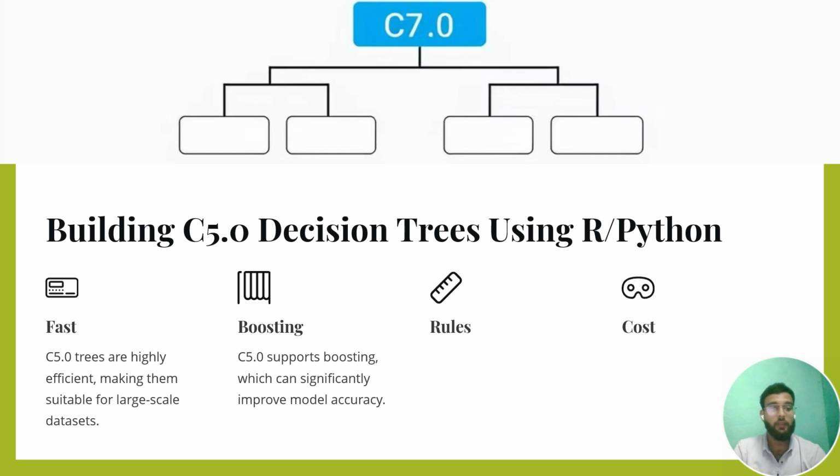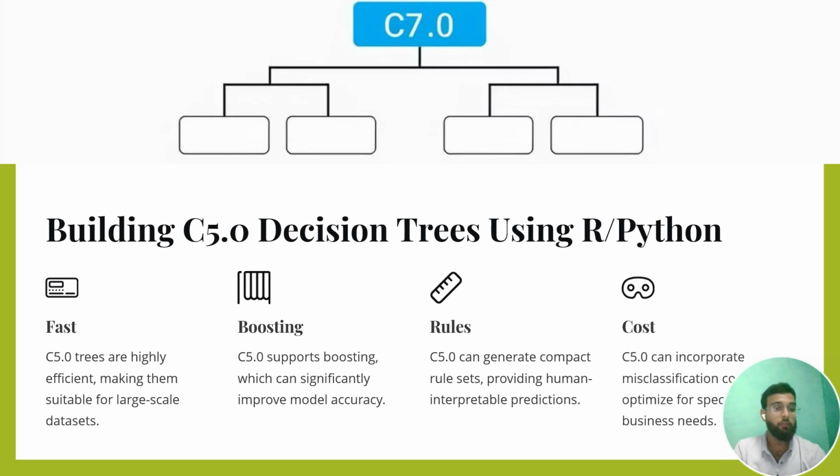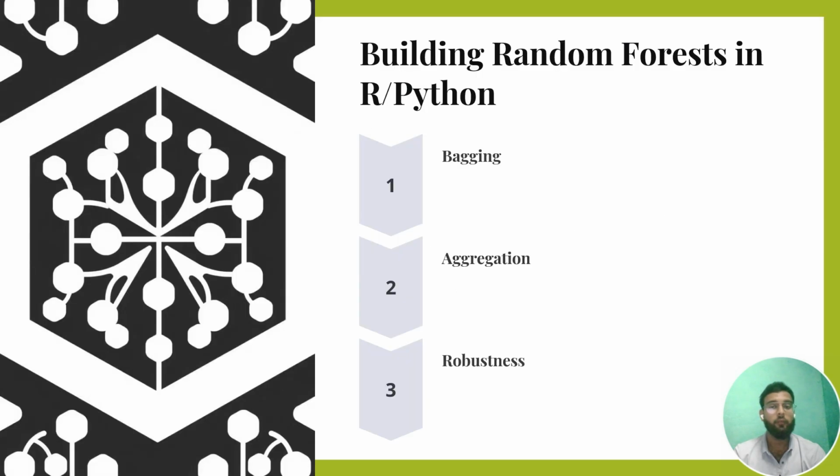Thirdly, we have rule sets. C5.0 can generate compact rule sets, providing human interpretable predictions. Fourthly, we'll talk about cost. C5.0 can incorporate misclassification costs, optimizing for specific business needs. So it is also cost efficient.